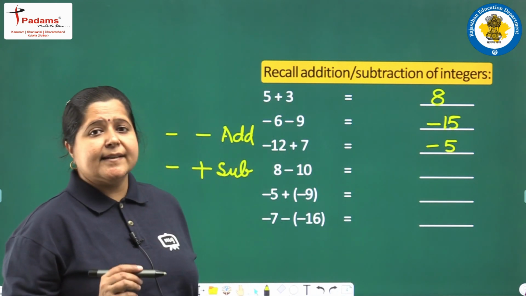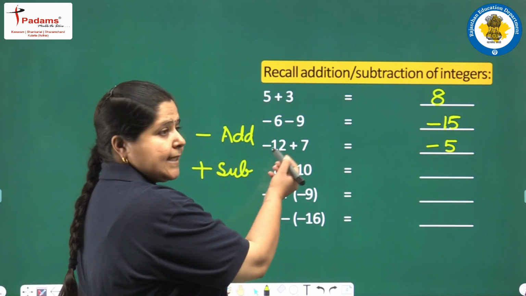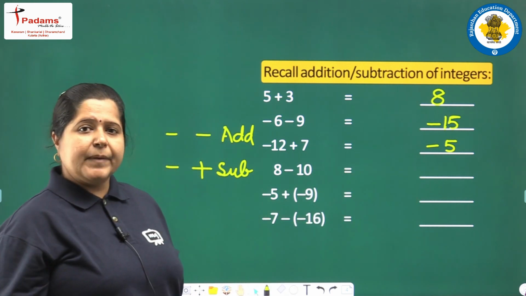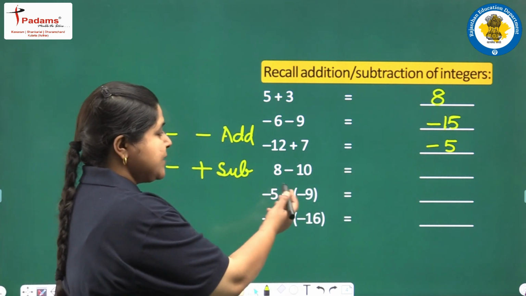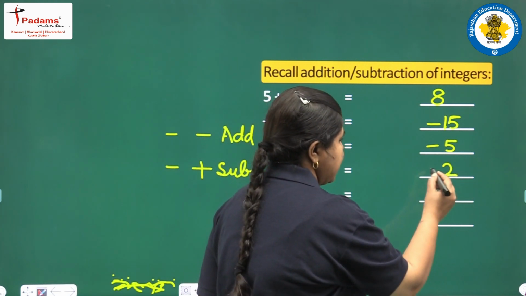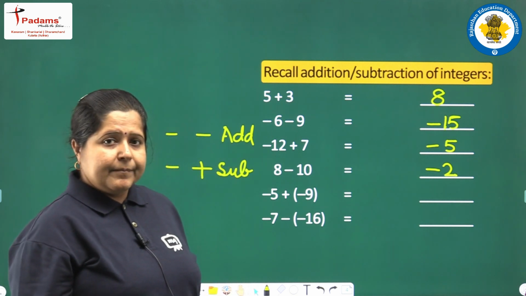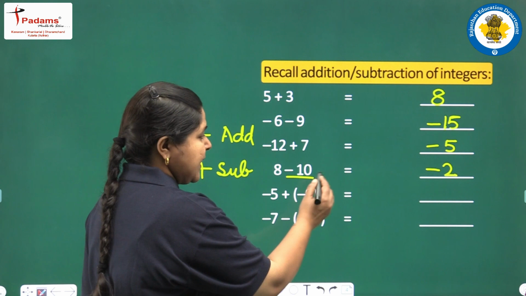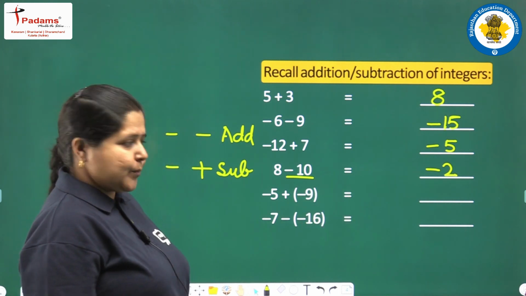The sign of the bigger number is used, and when one is minus and one is plus, we will subtract and the sign will always be of the bigger number. 8 minus 10, again it is 2 and minus. We will subtract, we get 2, and since the bigger number 10 is minus, so minus 2.